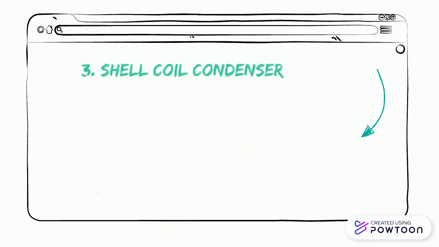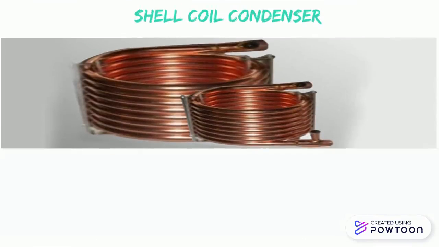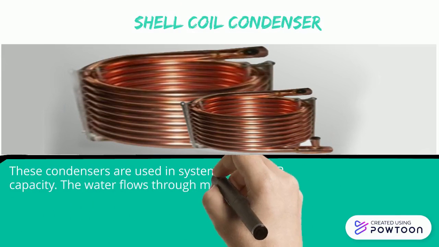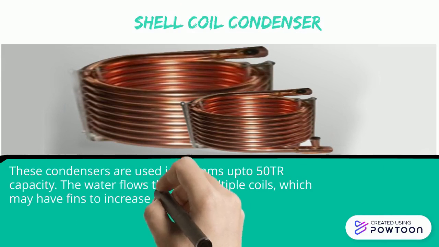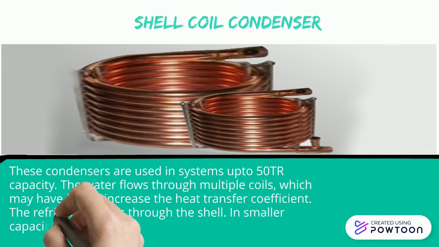Let us see the last type, that is shell-coil condenser. These condensers are used in systems up to 50 TR capacity. The water flows through multiple coils which may have fins to increase the heat transfer coefficient.